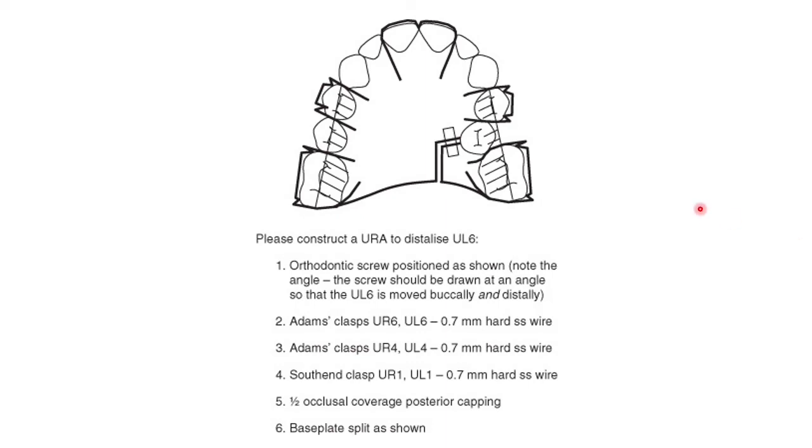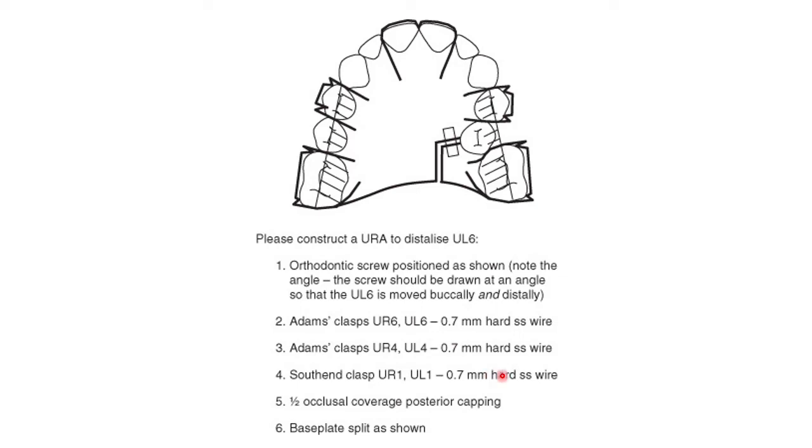Now you need to construct a URA to distalize the upper left 6. In this design, I want to highlight the screws and the posterior capping or the posterior bite plane. You can see there are extra lines drawn on the design. This shows the acrylic base plate being modified to be a posterior bite plane to disengage the occlusion.